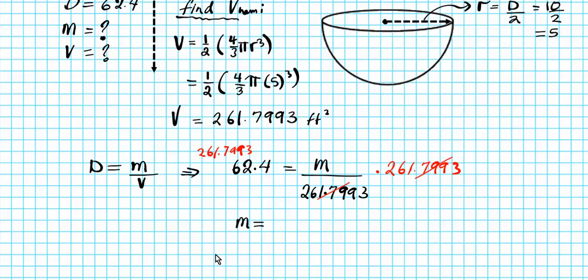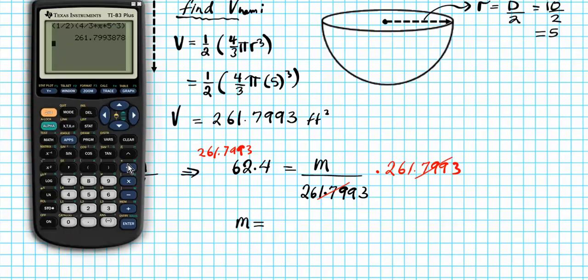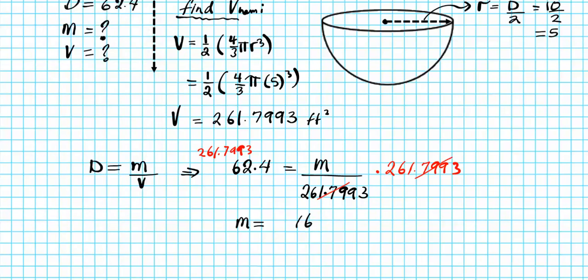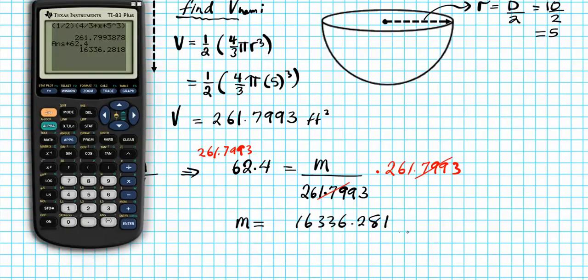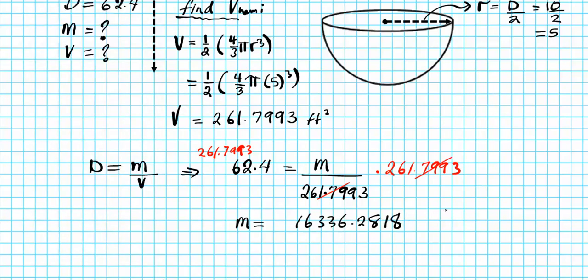Let's have the calculator do the work for us. So just simply multiply that result we got by 62.4, and your final answer is 16,336.2818. So let's write that down. 16,336.2818. Yes, 2818. All right, we're asked to round it to the nearest pound.